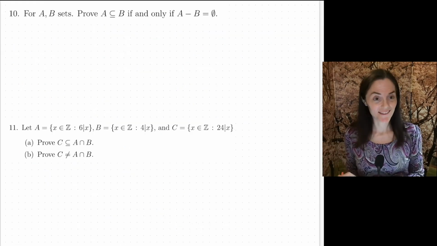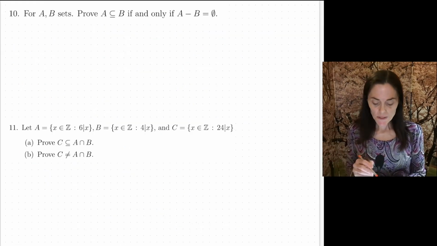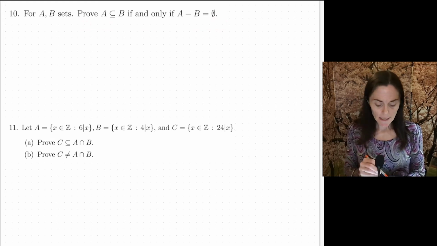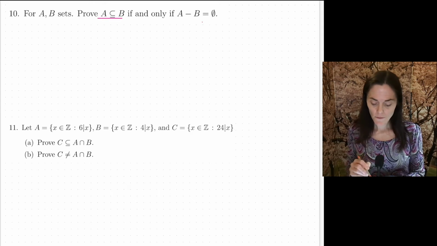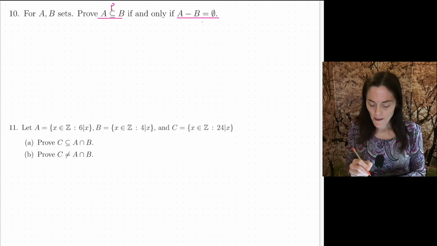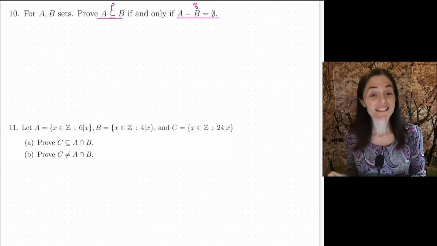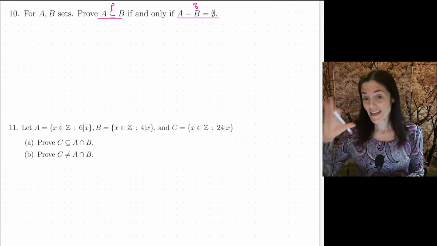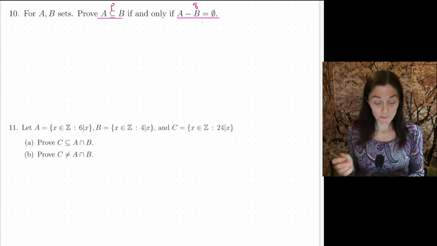Number 10. Well, you see we have a set-theoretic proof, we also have an if and only if. So this will be fun. Let me label some things. I will call this P and this Q. So for sets A and B, we want to prove A is a subset of B if and only if A minus B is empty.